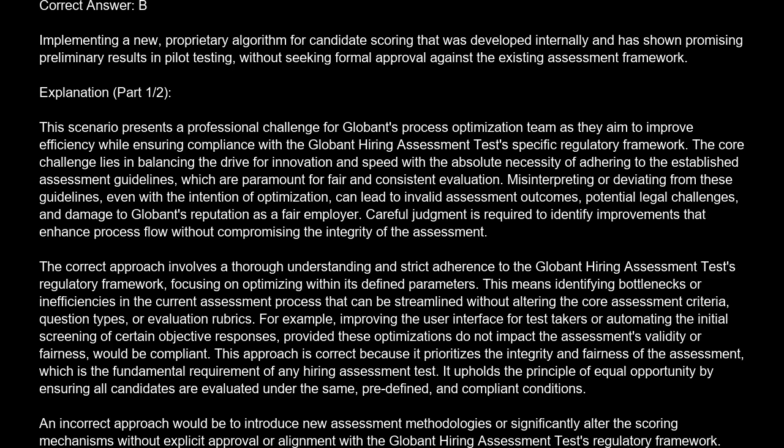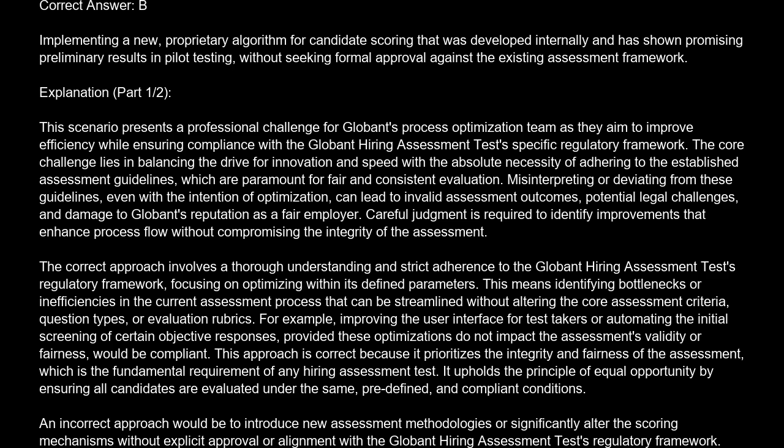Misinterpreting or deviating from these guidelines, even with the intention of optimization, can lead to invalid assessment outcomes, potential legal challenges, and damage to Globant's reputation as a fair employer. Careful judgment is required to identify improvements that enhance process flow without compromising the integrity of the assessment. The correct approach involves a thorough understanding and strict adherence to the Globant hiring assessment test's regulatory framework, focusing on optimizing within its defined parameters.